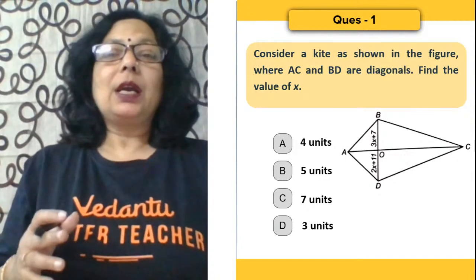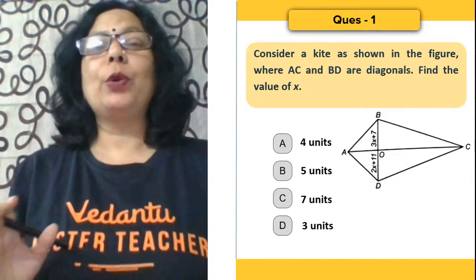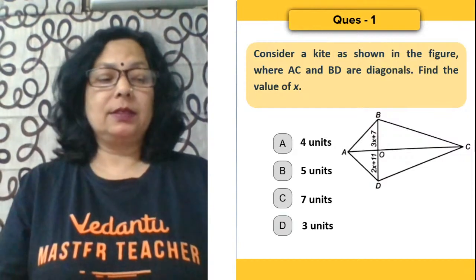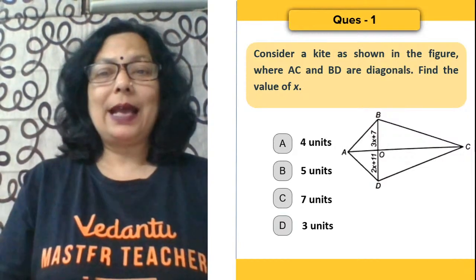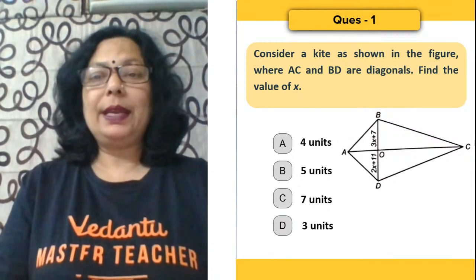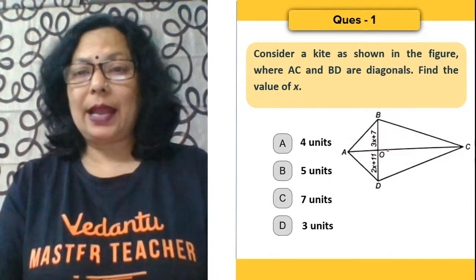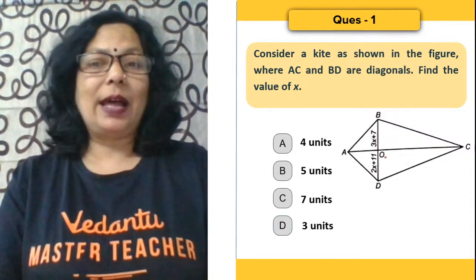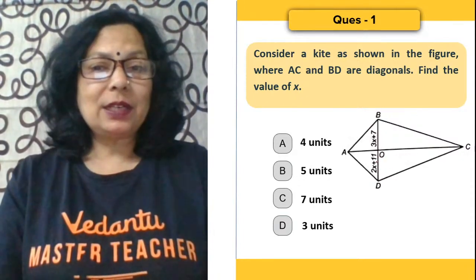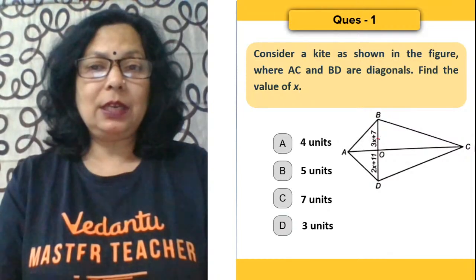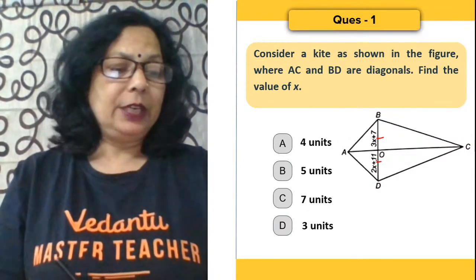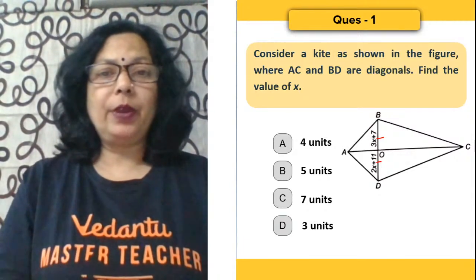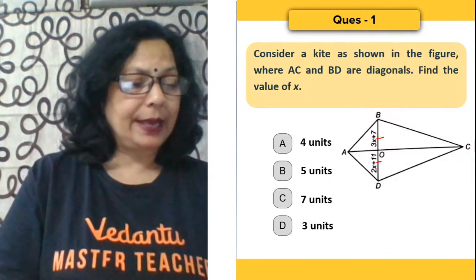Consider a kite as shown in the figure where AC and BD are the diagonals, and the diagonals of the kite bisect each other. Find the value of x. Bisect each other means OD is equal to OB. These two will be equal. So what is the measure of x? What is the value of x?